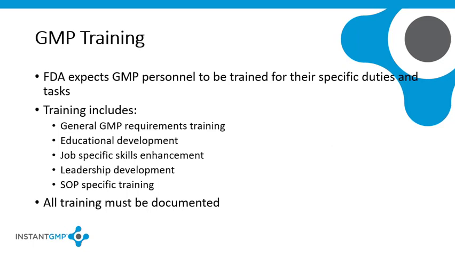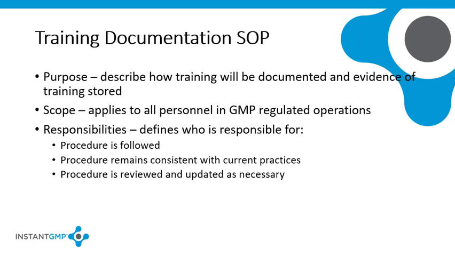The documentation usually follows a standard operating procedure. The purpose of a training documentation SOP is to describe the type of records that will be stored as evidence of personnel training and staff development. The scope could apply to all personnel in a firm or be limited to those working in GMP-regulated operations like manufacturing and quality. Some position in the company needs to be made responsible to assure that the procedure is followed, it remains consistent with current practices, and is revised and updated as necessary.